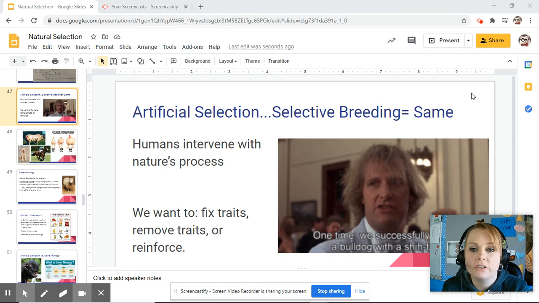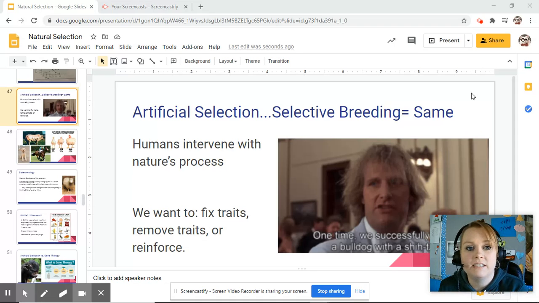This week we are looking at artificial selection, which is the exact opposite of natural selection. Natural selection is we have animals or organisms in nature, the environment throws things at that organism, and the organism either survives or it does not. Survival of the fittest. Artificial selection is humans intervene in nature's process in some way.